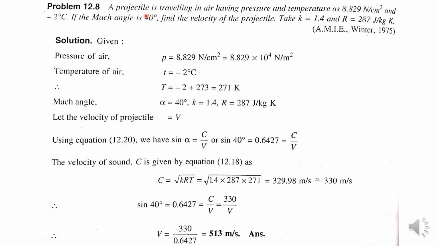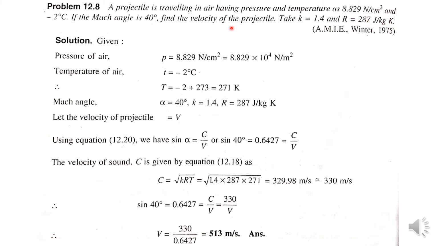Let me read the problem. A projectile is traveling in air having a pressure and temperature of 8.829 Newton per square centimeter and minus 2 degrees centigrade. If the Mach angle is 40 degrees, find the velocity of the projectile. Take k equal to 1.4 and R equal to 287 joules per kg Kelvin.